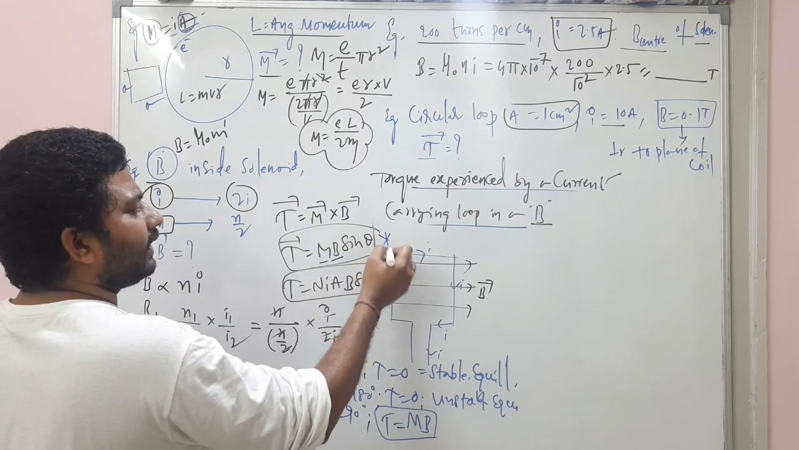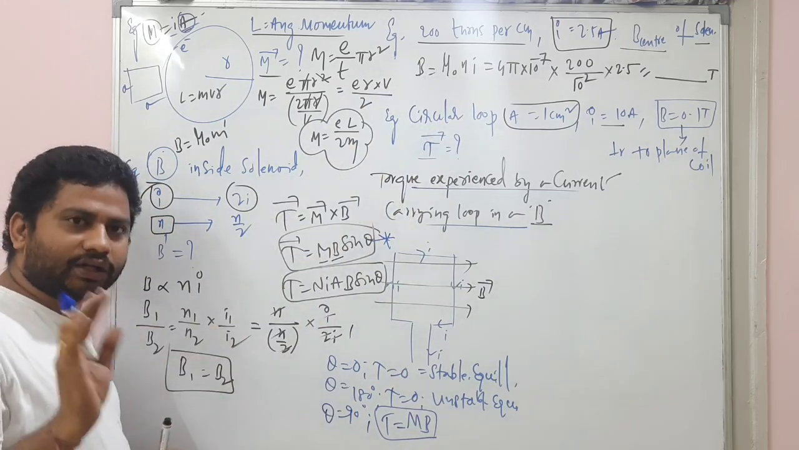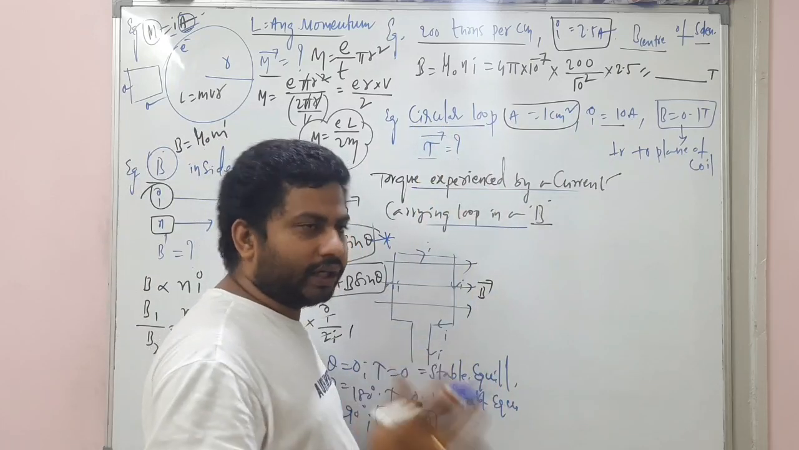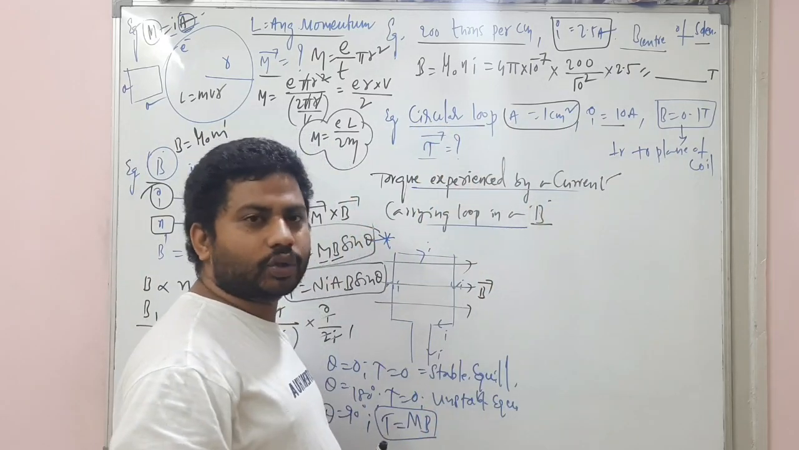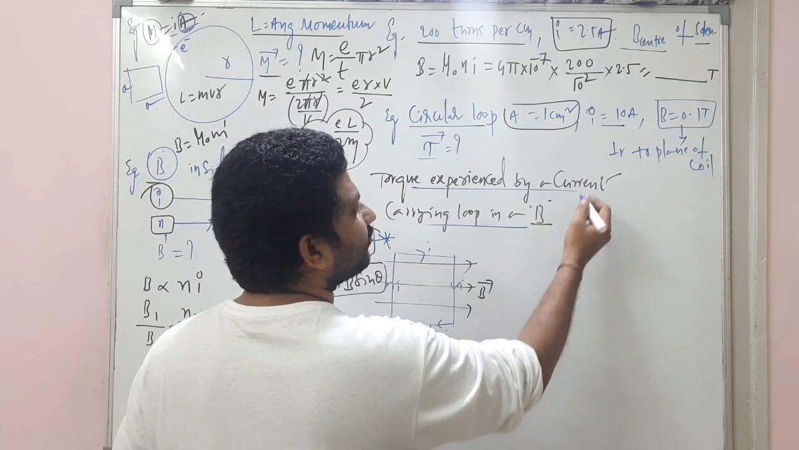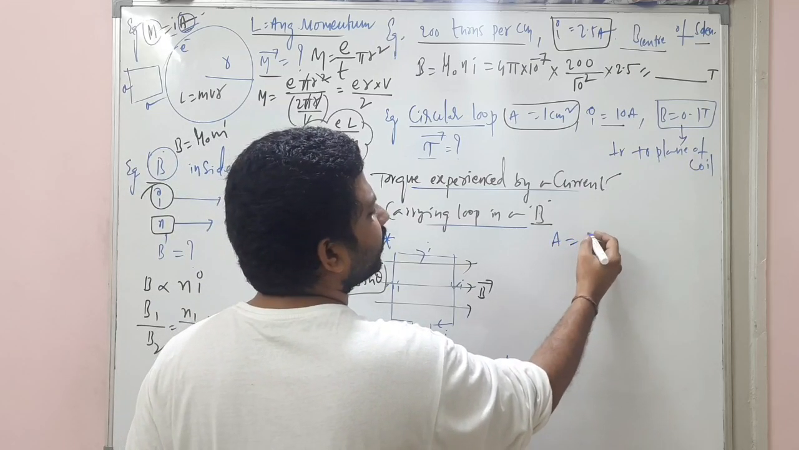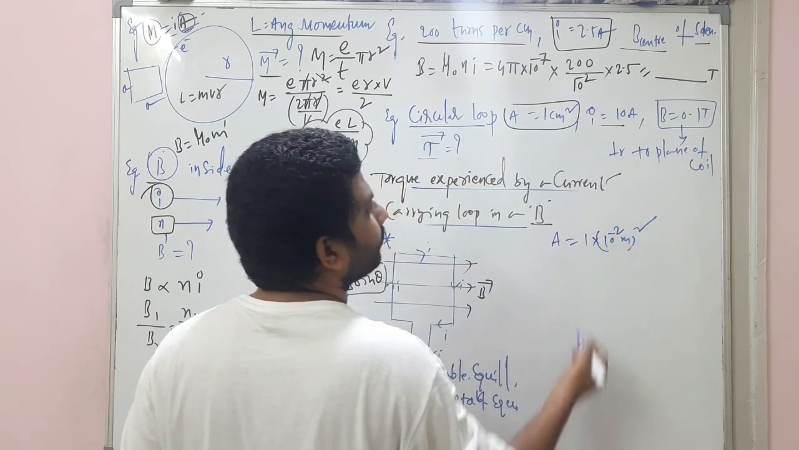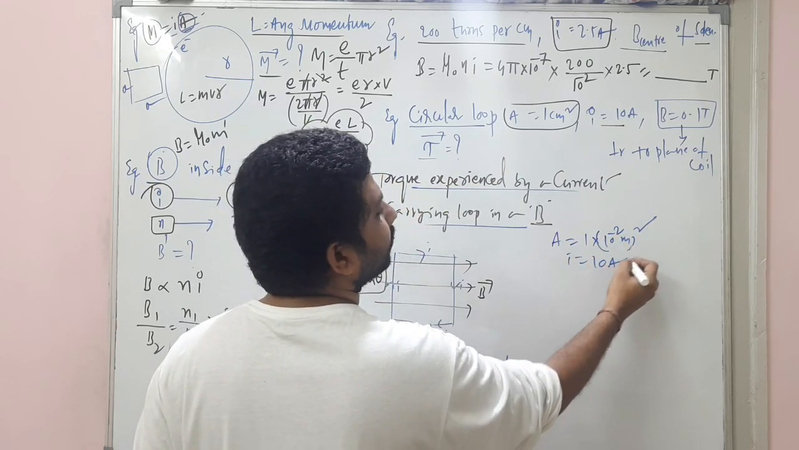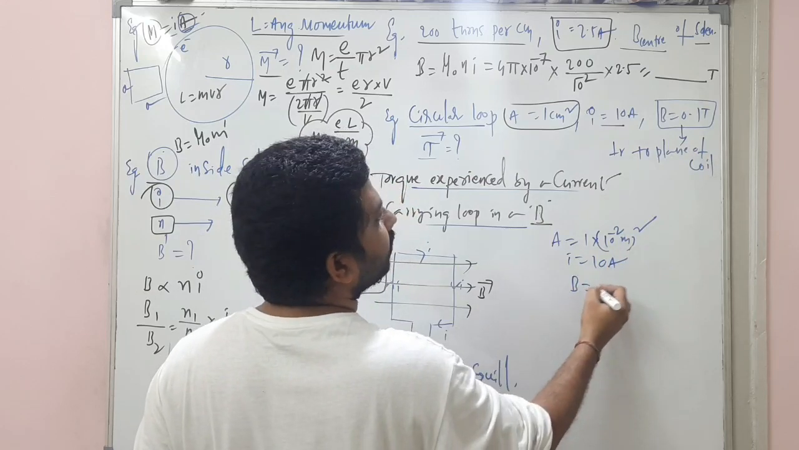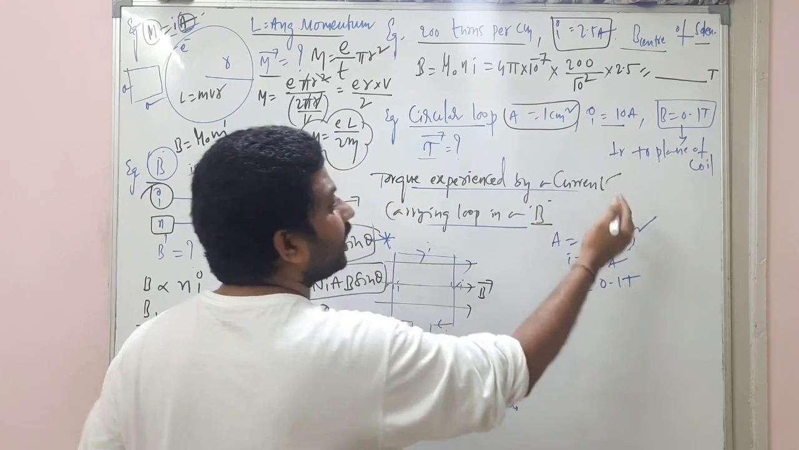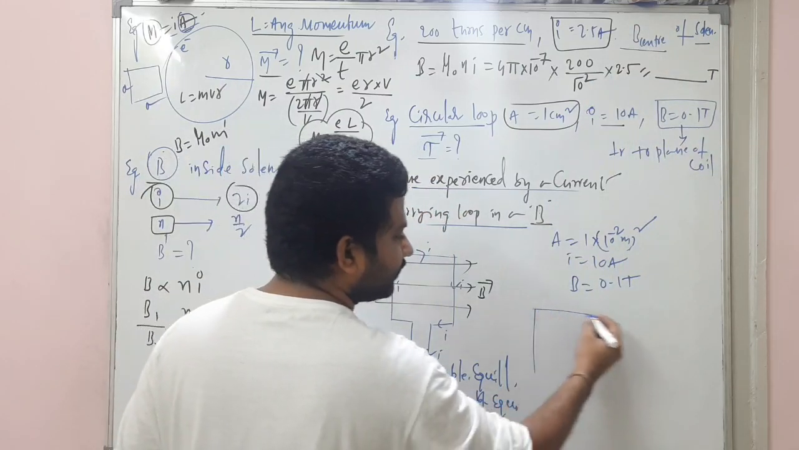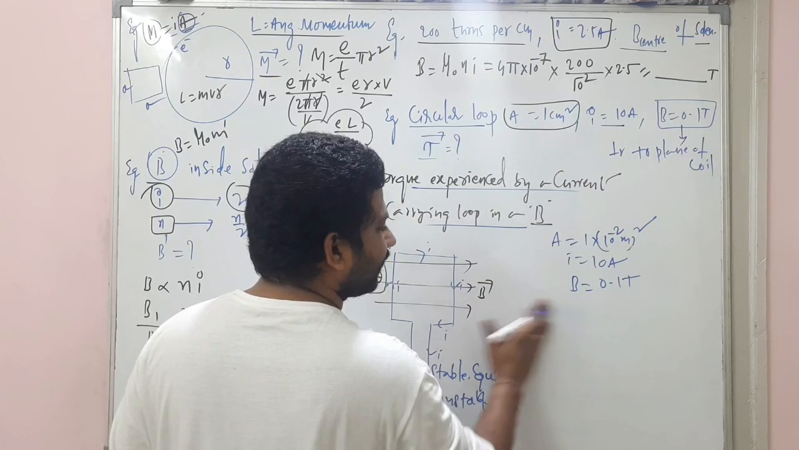Remember this expression and let's see this question, what they are talking about here. There is a circular loop. The area of the loop is given as 1 centimeter square, that's 1 into 10 raised to minus 2 meter whole square. The current is given as 10 ampere, and the magnetic field is given as 0.1 Tesla. The magnetic field is perpendicular to the plane of the coil. This is a circular coil they have given.